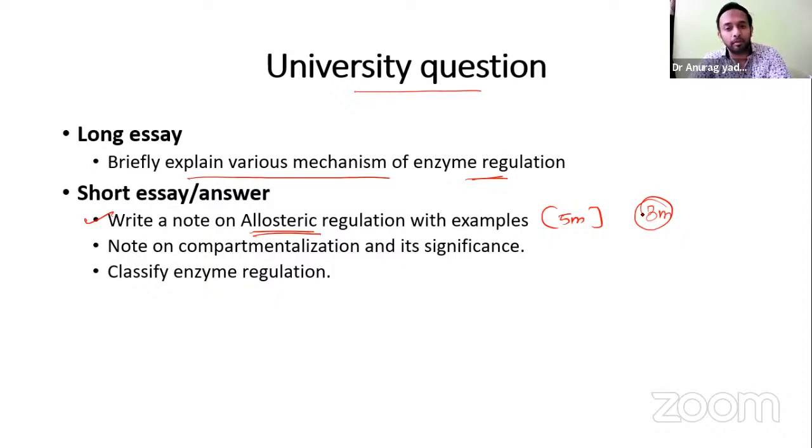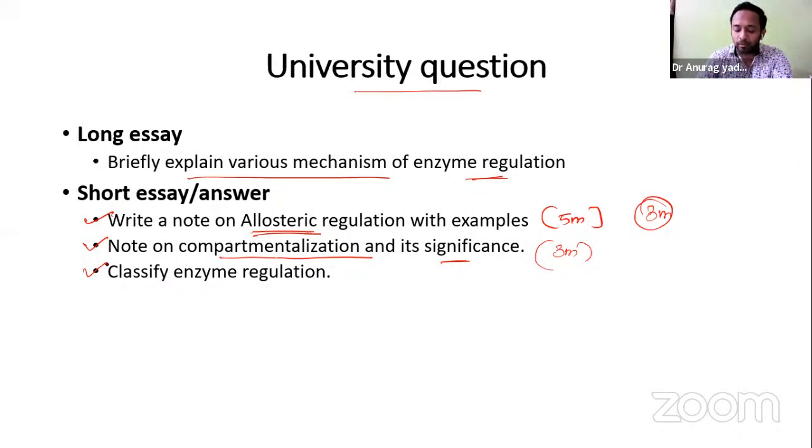Then you have to write an example of allosteric regulation. Then you have to write a note on compartmentalization and its significance. This is most commonly asked as a 3-mark question. What is compartmentalization? We have seen just now that anabolic enzymes and catabolic enzymes are most commonly present in two different compartments. The compartments are the cytoplasm, mitochondria, and nucleus, all separated by the membrane. Each becomes one compartment. Sometimes they'll also ask you to classify enzyme regulation, or how the enzymes are regulated.